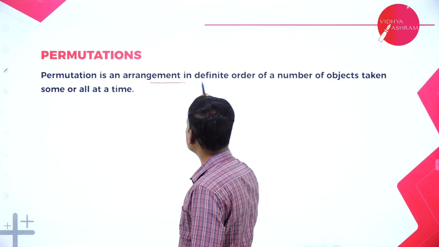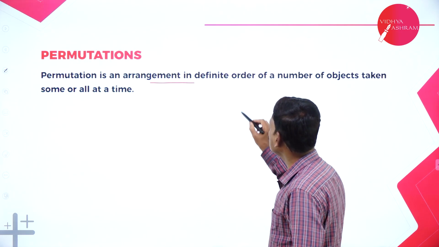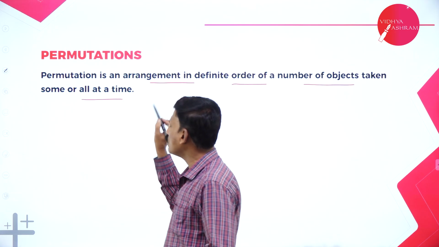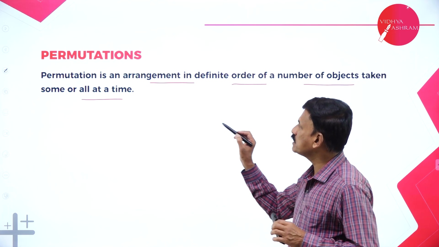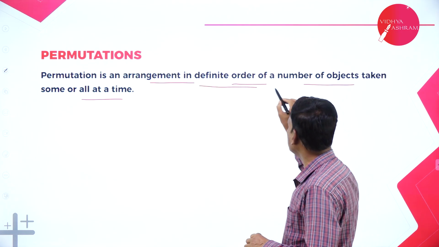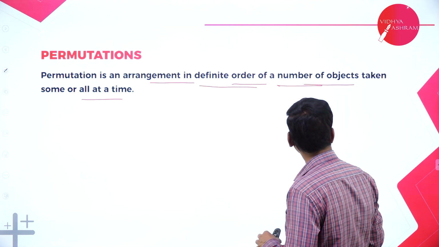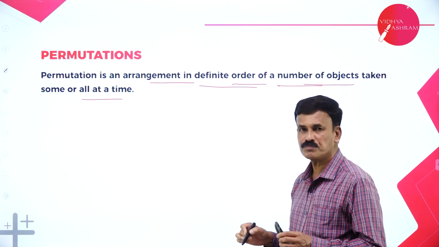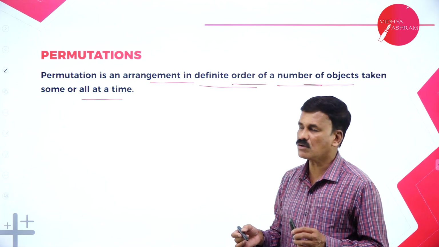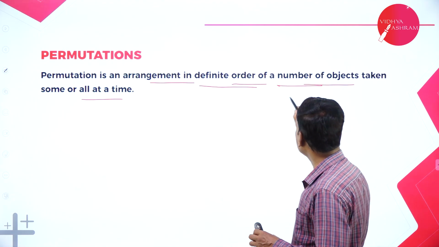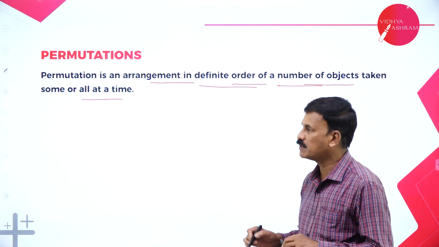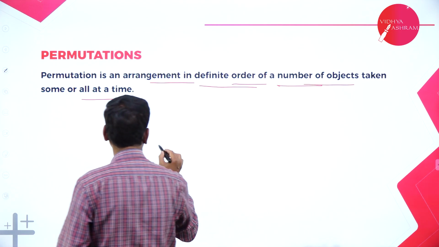Permutation is nothing but an arrangement. It is an arrangement in a definite order of a number of objects taken some at a time or all at a time. So the arrangement in a definite order of a number of objects taken all at a time or some at a time is denoted as nPr.